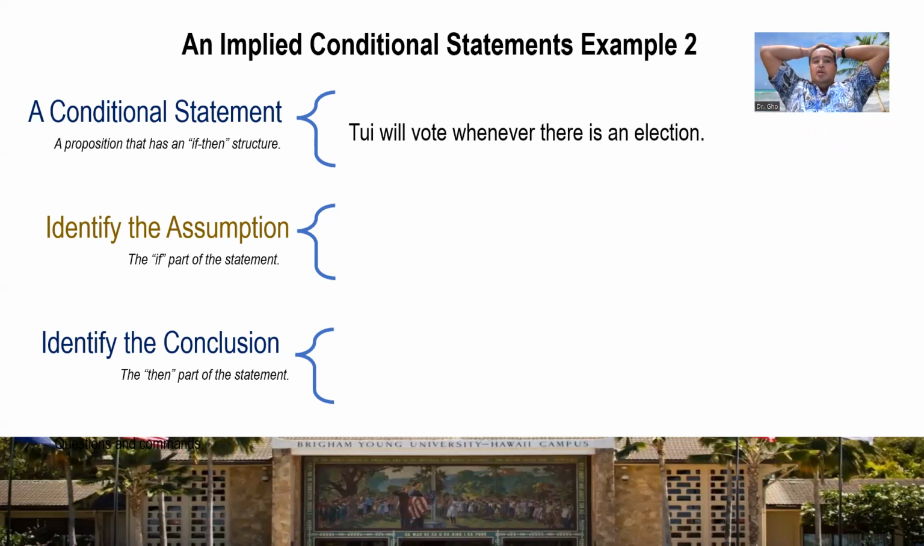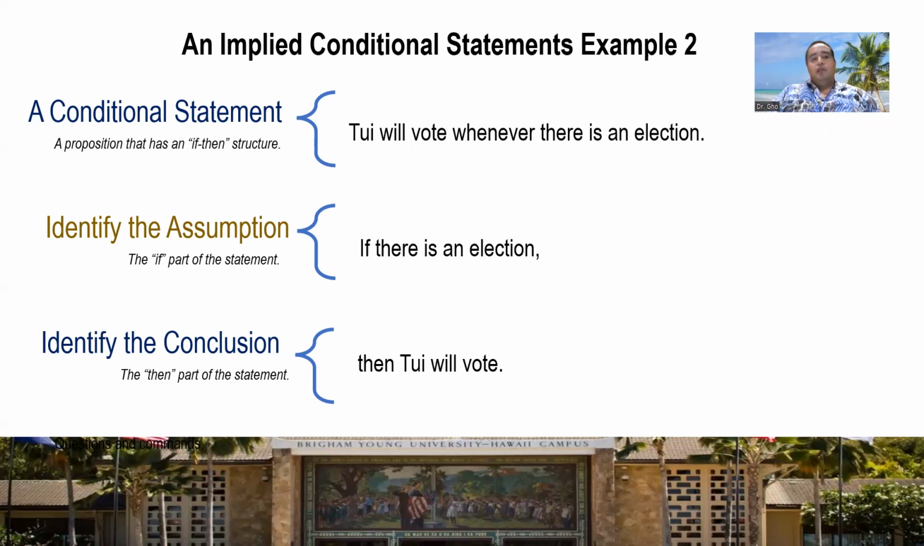Here's another one. Tui will vote whenever there is an election. Go ahead and pause it, identify the assumption, and then the conclusion. So the assumption here is if there's an election, the conclusion is Tui will vote.